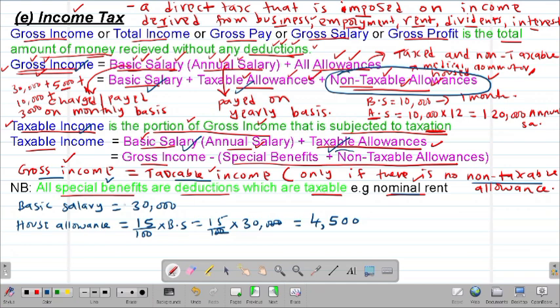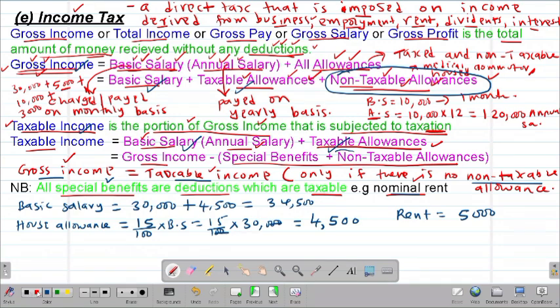Therefore, if you take basic salary plus allowances that this particular person is enjoying, he will be enjoying 30,000 plus 4,500 as a house allowance. So it means that the total earning of this particular person will be 34,500 shillings. However, this employee decides to live in a house whose house rent, let's say, is 5,000 shillings.